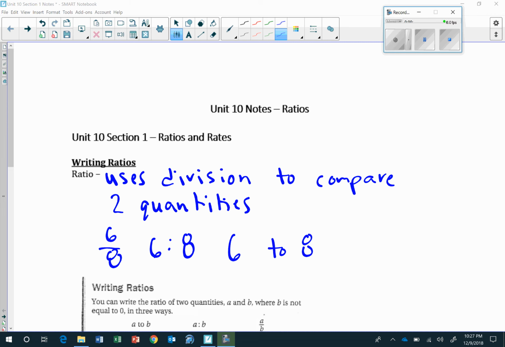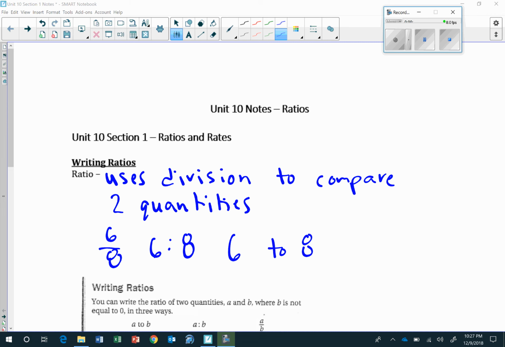In Unit 10, we're going to talk about ratios, rates, and proportions. And in Unit 10, Section 1, we're talking about ratios and rates. So the first thing we need to do is define what a ratio is. A ratio uses division to compare two quantities.